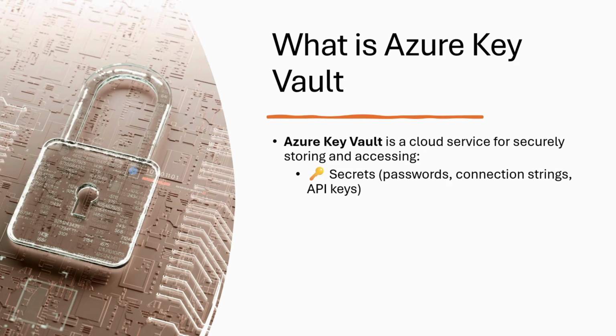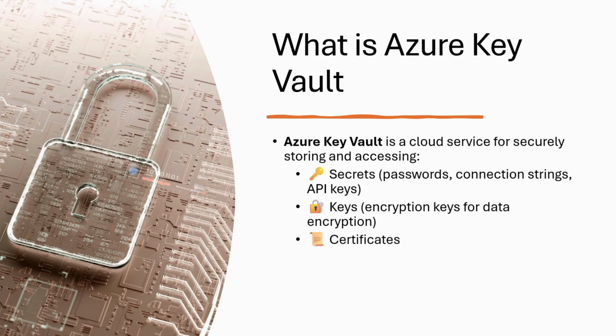So let's see what kind of objects we can store in a key vault. First is secrets. So any kind of secrets. This could be passwords, connection strings, API keys. So all these kind of secret values we can securely store inside an Azure Key Vault. Next is keys, encryption keys for data encryption. This is another kind of object that we can store in a key vault, and certificates. So as a data engineer, we will be mostly working with secrets and maybe keys as well.